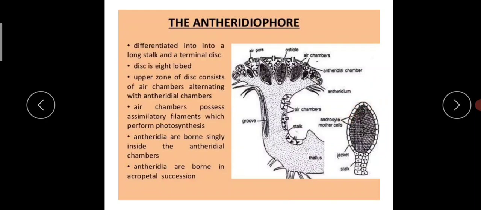In the next video, we will discuss the structure of the archegoniophore and also the structure of a mature archegonium. Okay, for now this is all.